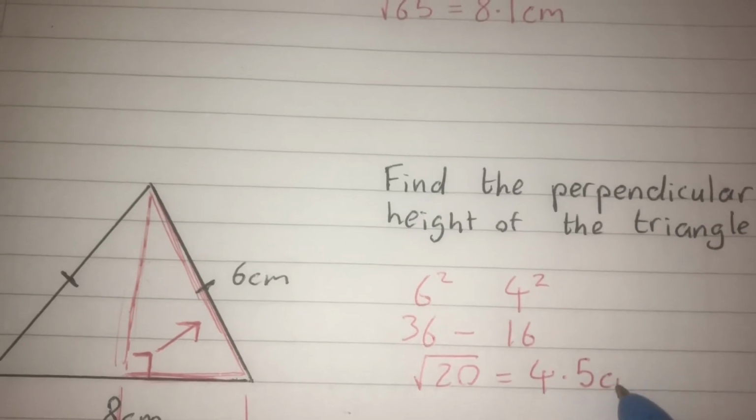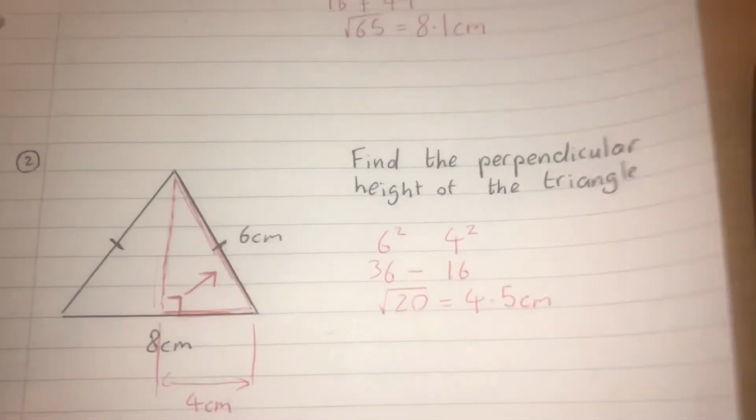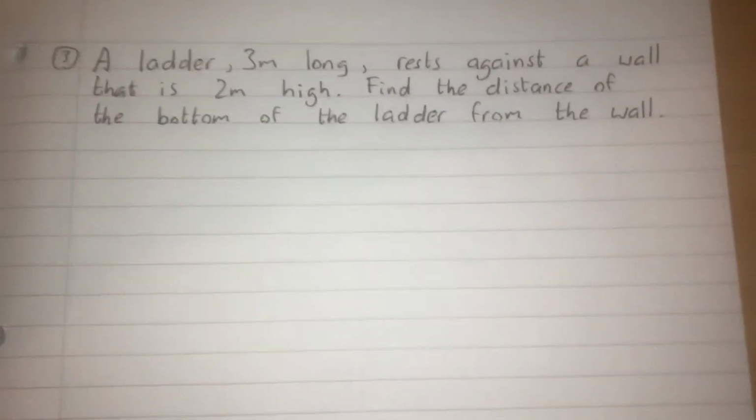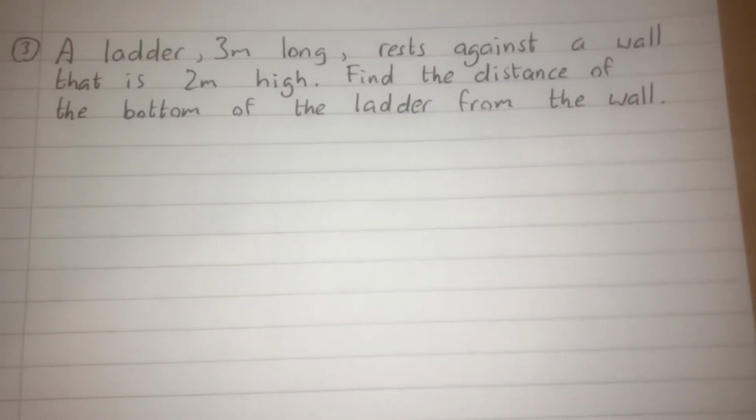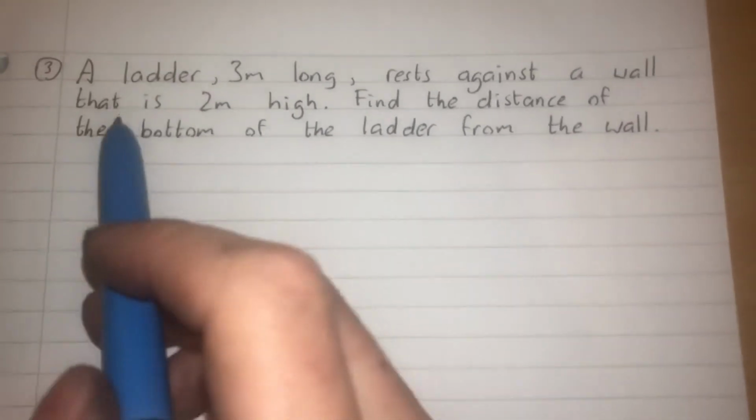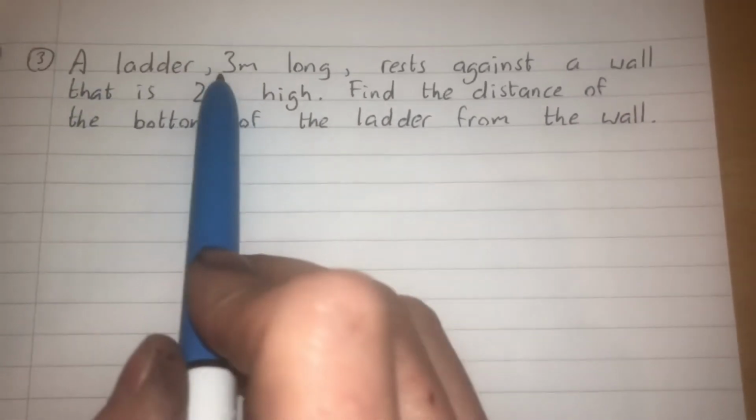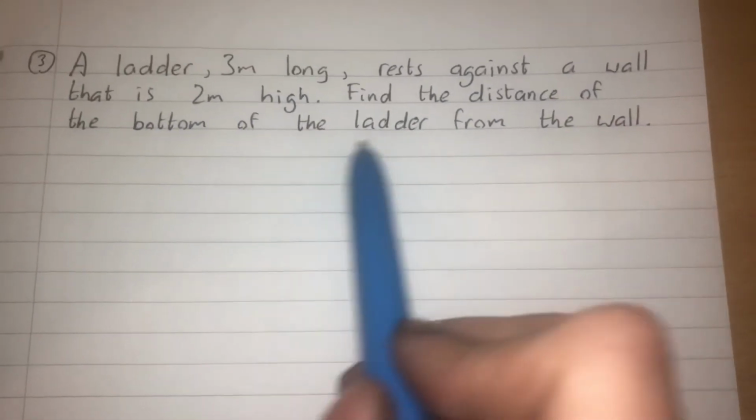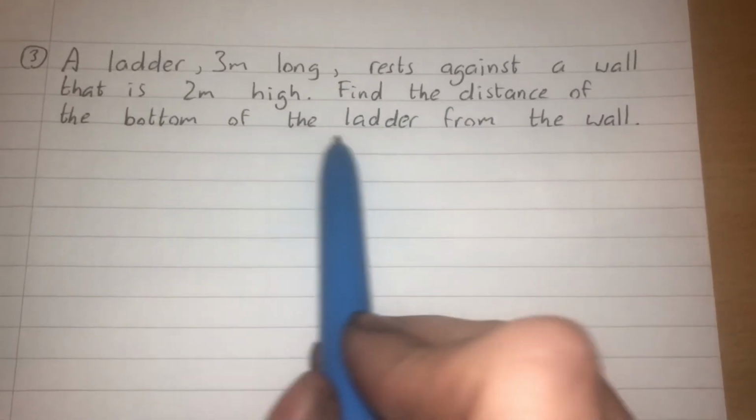Now the next example we're going to look at is a worded example where we actually don't have a diagram to work from, and it's a very commonly asked question where we have a ladder resting against the wall. So I'll read out the question. A ladder 3 meters long rests against a wall that is 2 meters in height. Find the distance of the bottom of the ladder from the wall.